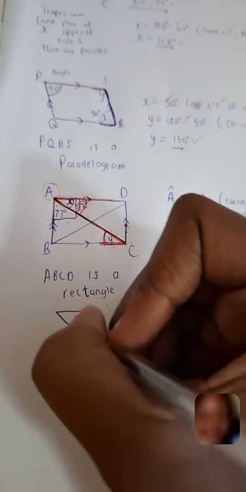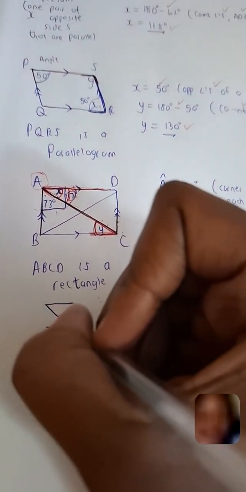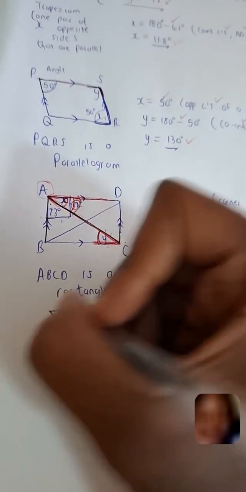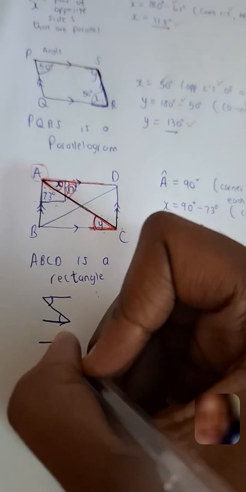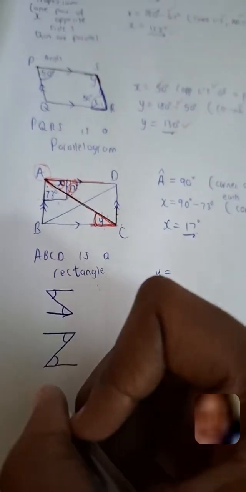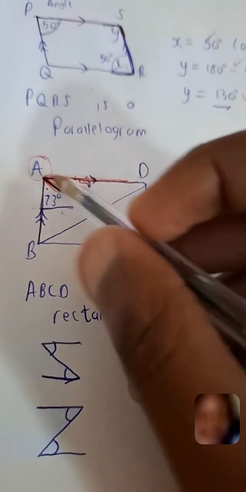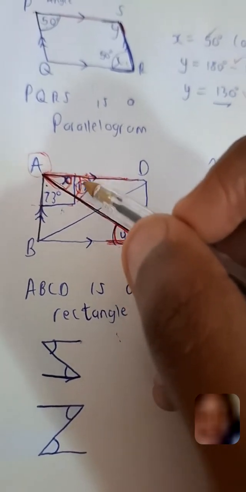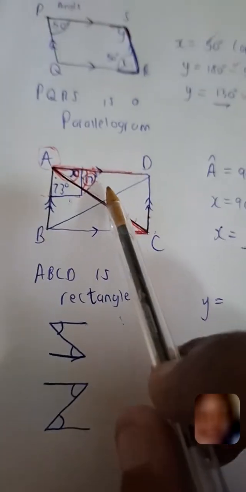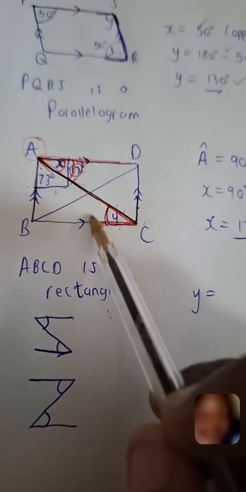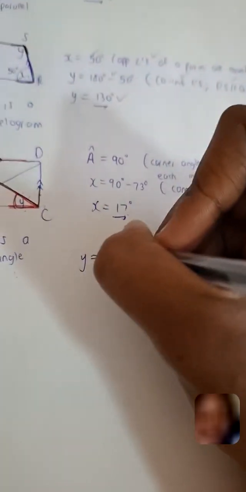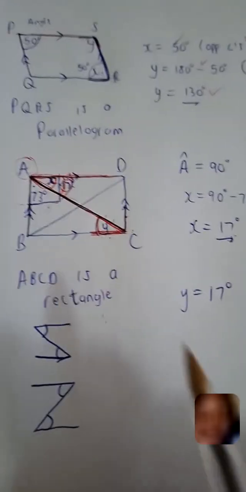Because remember our Z shape angles, if we have a Z shape, we say this angle is equal to that one. So in this situation, this angle, which is X, which we said is equal to 17 degrees, is equal to which angle? It's equal to which letter? Y. So Y is equal to 17 degrees.